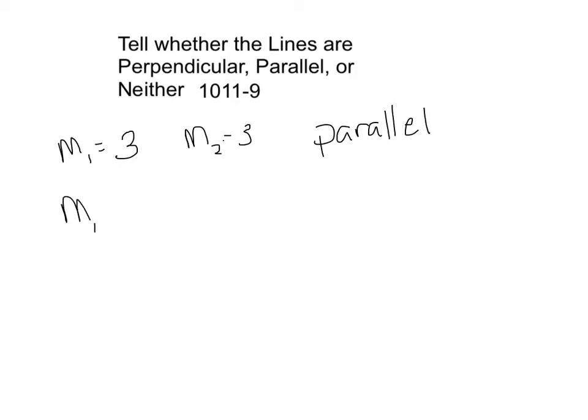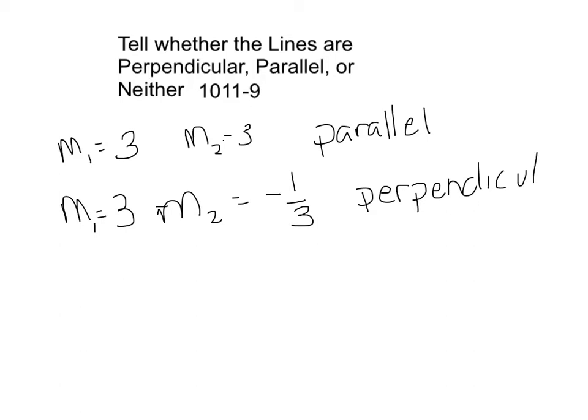Okay, if the first slope is 3 again, and the second slope is -1/3, then that would mean that they are perpendicular. And a test for whether slopes are perpendicular is if you take the two slopes and you multiply them together. If you get a -1, that means that they are perpendicular. In class, sometimes I like to say that they are flipped over opposite signs.